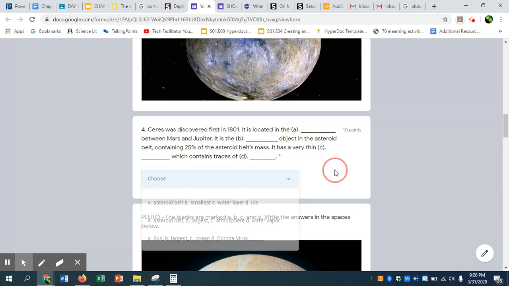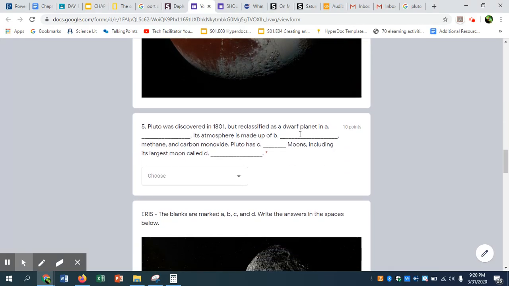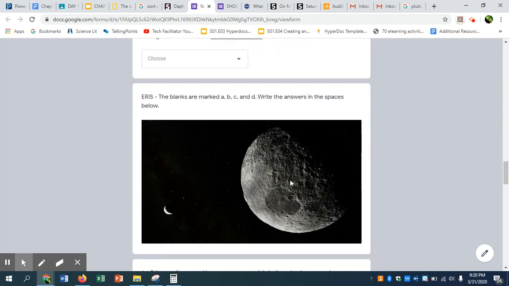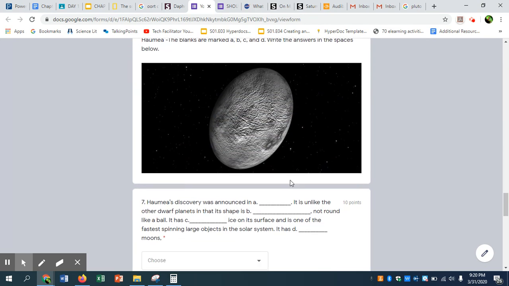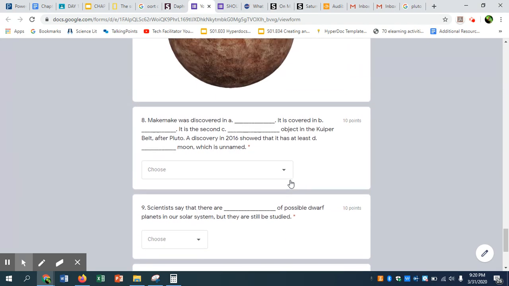So then we have Pluto. Okay, and the same thing. There are an A, B, C, and D. So pick in your drop-down box the one that sounds most like the right answers from the video. Yep, that's me. So we have Eris, Haumea, Makemake, my favorite one, and then we have some other questions here.